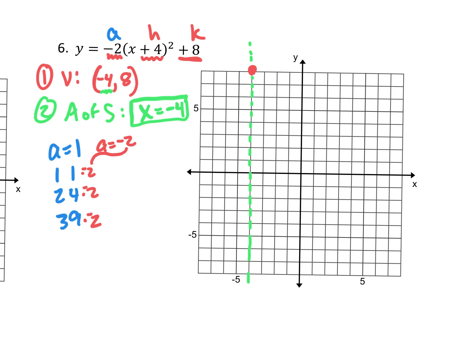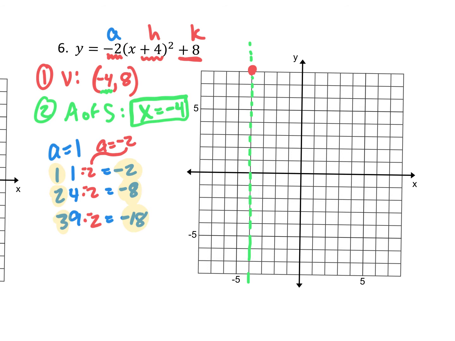So what will I get as my new outputs? We're going to get 1 times -2 is -2. 4 times -2 is -8. And 9 times -2 is -18. So our new pattern will be, let me do it with the highlighter, 1 over 2 down, okay, and then 2 over 8 down, and 3 over 18 down.